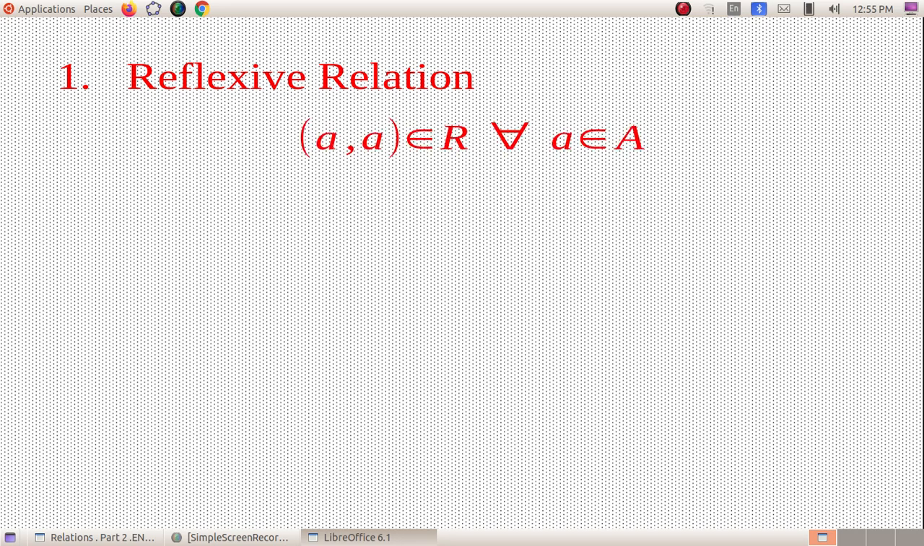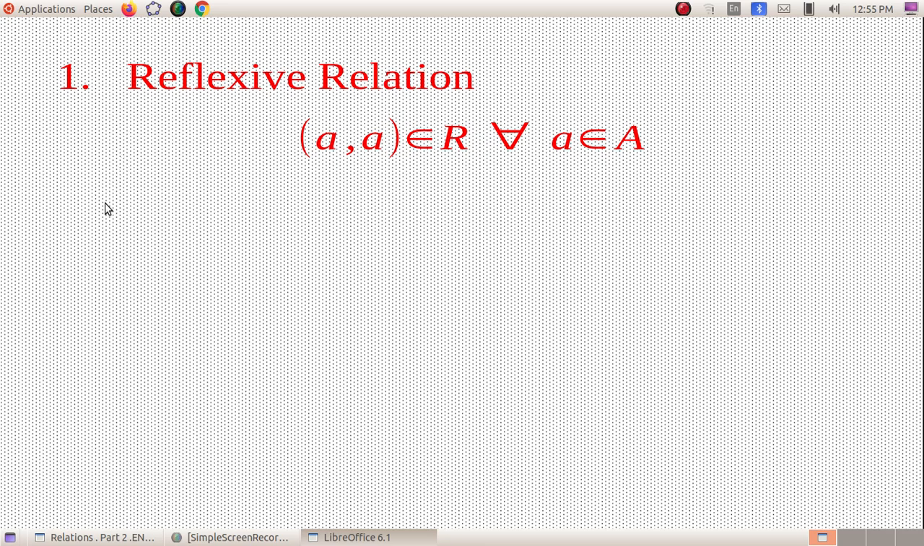In the last class, we discussed three types of relations. First one is reflexive relation. Do you remember what is a reflexive relation? Yes. A reflexive relation is a relation on a set A satisfying the condition (a, a) belongs to R for every a belongs to capital A.